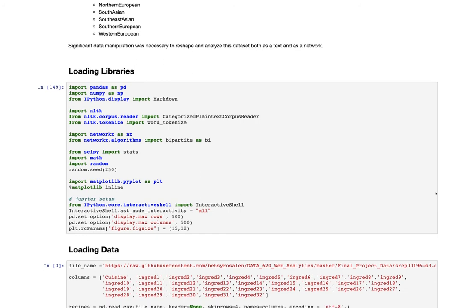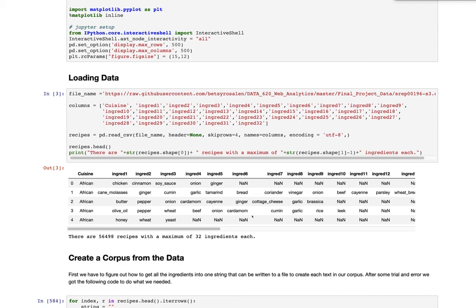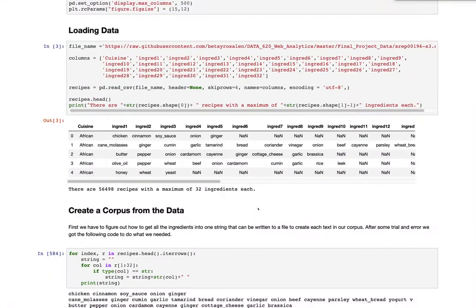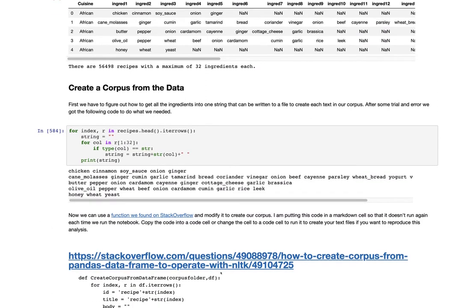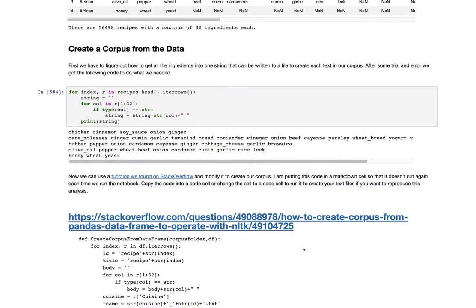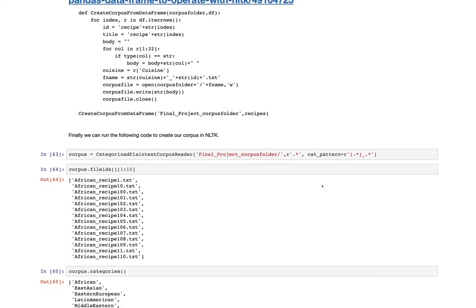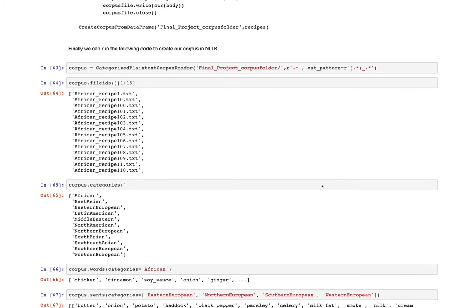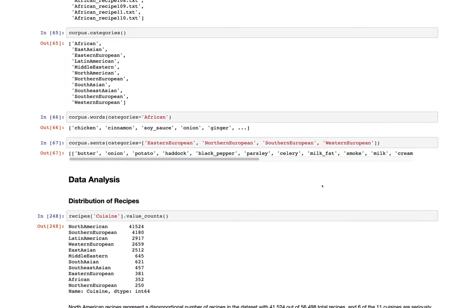So we imported our libraries and loaded the CSV into a pandas data frame. Then we used that data frame to create a corpus from the data so that we could do text analysis. Not sure why that link is so huge, but we used a function we found on Stack Overflow to turn that into a corpus. Basically, we had to create a text file for each line in the data frame first, and then read those back in to NLTK corpus reader. So we can see that here.